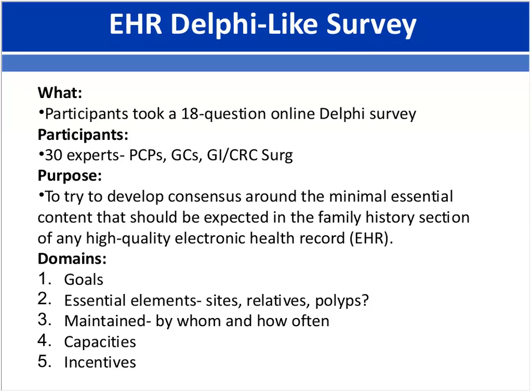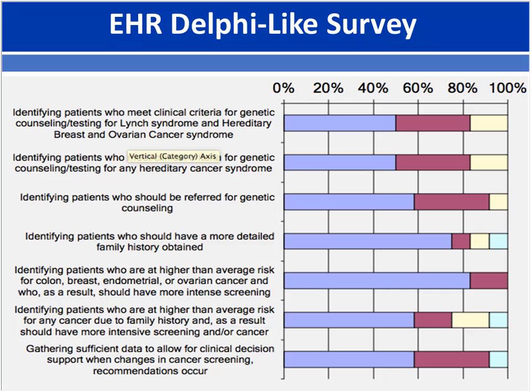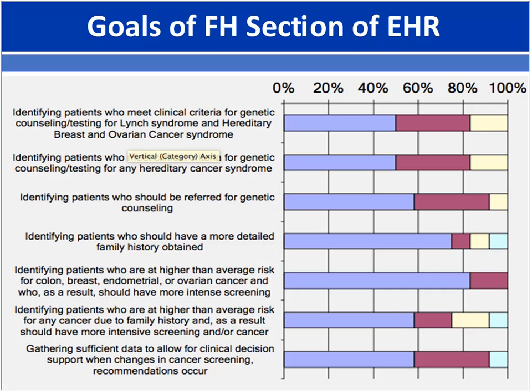And importantly, what are the capacities that are required of an electronic health record to make use of family history information in clinical decision-making, and what, if any, incentives can be developed to try to encourage the development and use of high-quality, informative family history sections in EHRs. So I'll just give you a flavor of the kind of approach that we took.